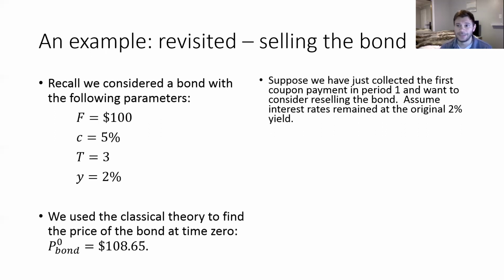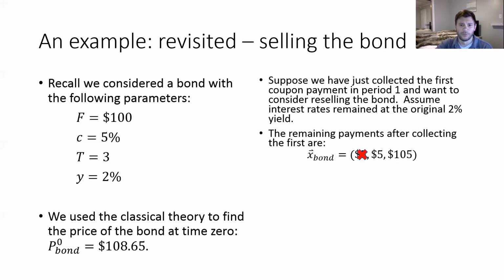Okay, now let's suppose we've bought this bond, some time has passed, and we've collected the first coupon payment, and it is now the end of period 1 after collecting that first coupon payment. And for now, let's assume that the interest rates remain constant, so that the original yield of 2% is still the interest rate. And that means then if we've already collected the first payment, then the remaining payments only involve a payment of $5 and then that remaining payment of $105.